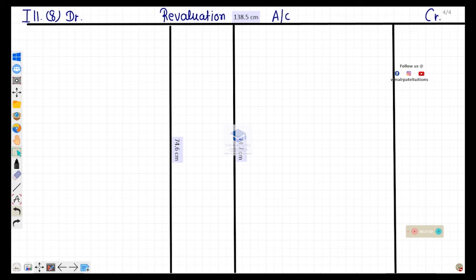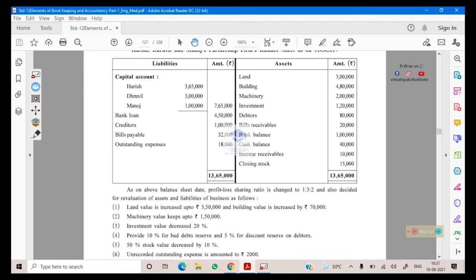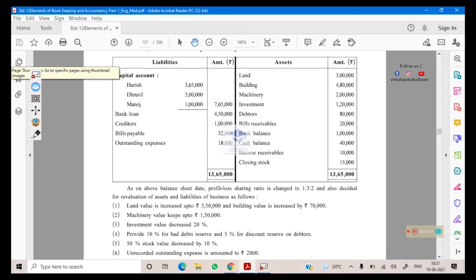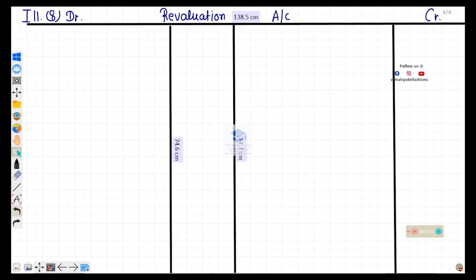Now, first adjustment. Land value is increased up to 3,50,000. Up to means the new value of the land is 3,50,000. Now, the value of land given in the balance sheet is 3 lakh and the new value is 3,50,000. So you have to take the difference. So there is an increase in the value of land by 50,000, which will be credited to the revaluation account.